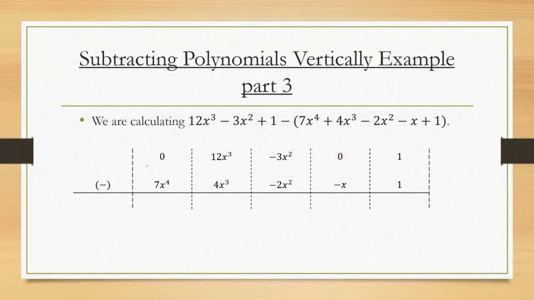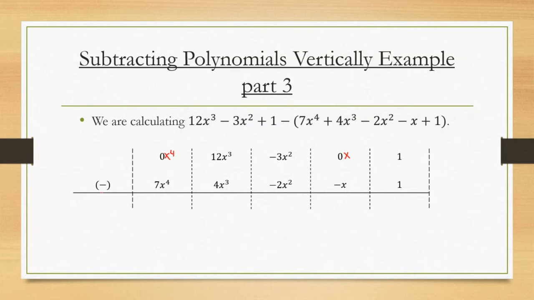So again, let me just quickly fix it. For this one, we have 0x to the 4, right? This would be 0 times x. Those would be placeholders. Okay? Good.